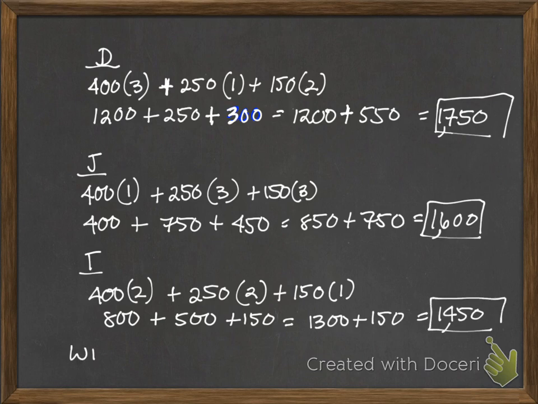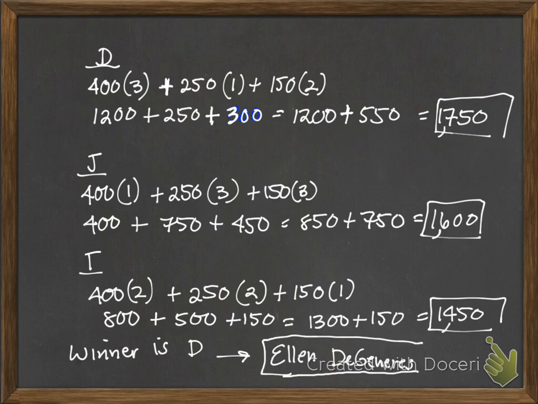So who is the winner? The winner overall is D, and that would be Ellen DeGeneres. That is the winner using the Borda count method because we had a tie initially between, and I can't remember who it was between. Hold on a sec. Ellen DeGeneres and Justin Timberlake. Because SGA said, hey, we're going to use the Borda count method to break the tie, we see that DeGeneres came out on top.